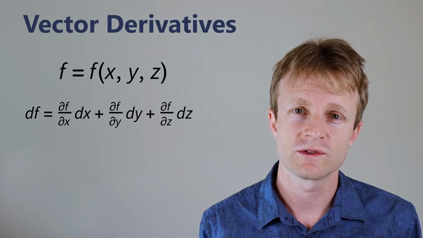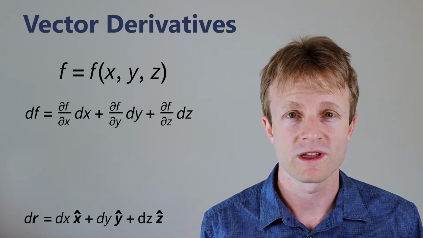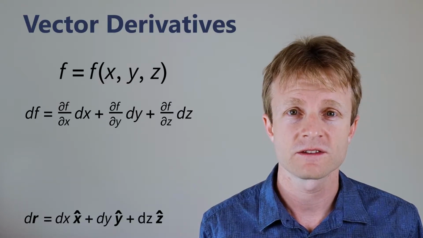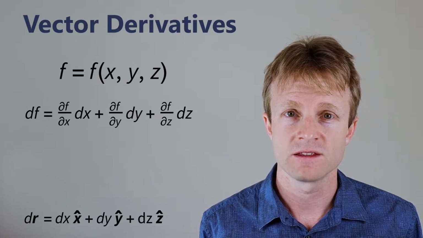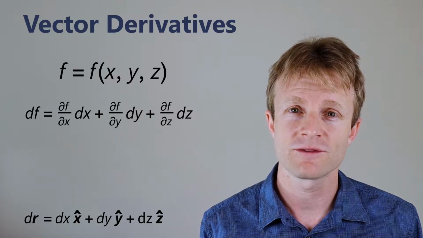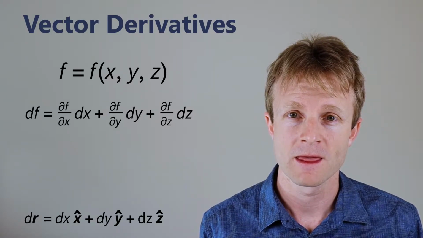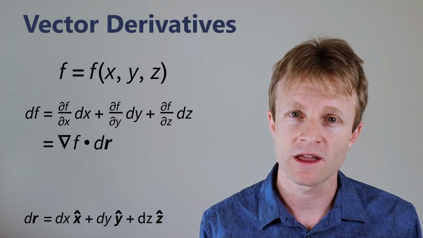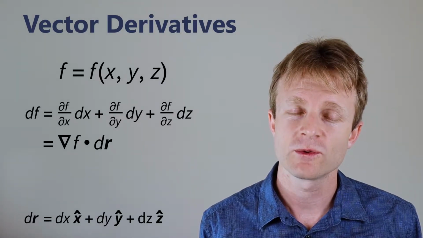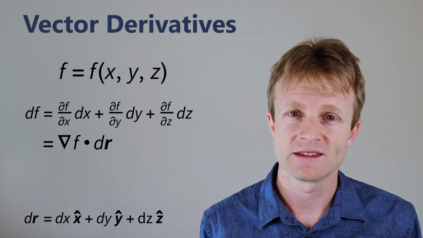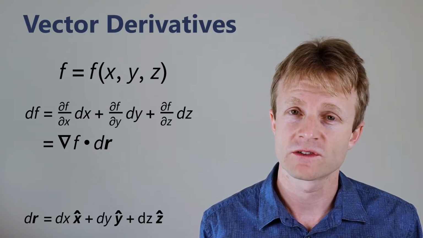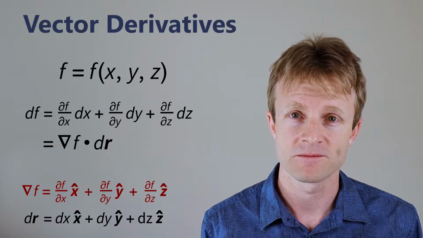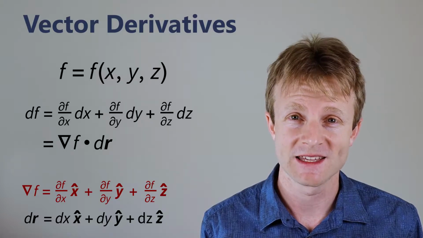Let's first introduce a vector that represents how we've changed our point x, y, and z. Let's group together dx, dy, and dz into the x, y, and z components of a vector dr. This is the displacement vector. And now we want to dot this displacement vector into another vector in order to get df. Well, that other vector is going to have components df/dx, df/dy, and df/dz. And we're going to call that vector the gradient of f.